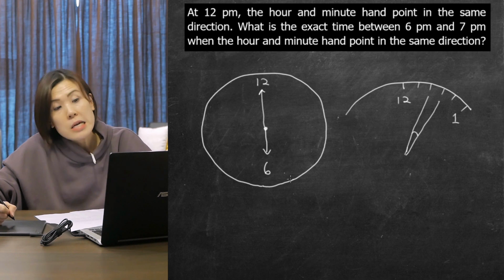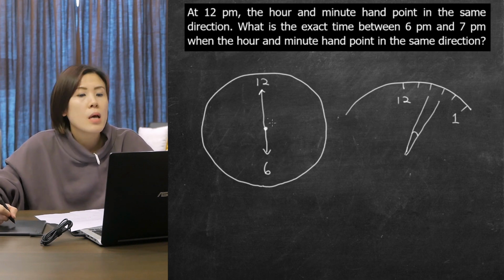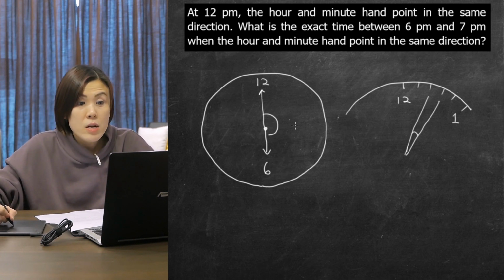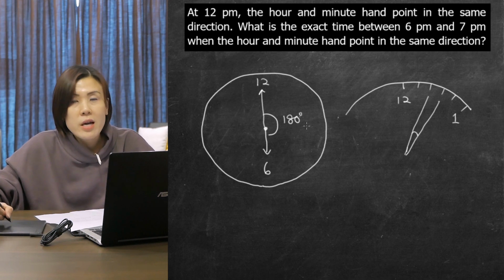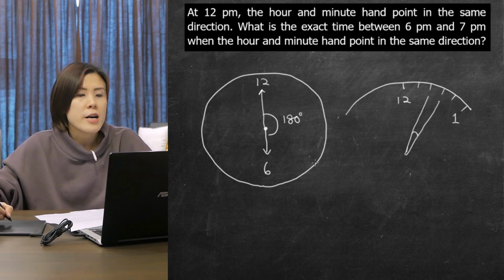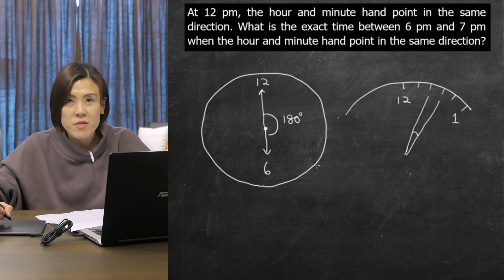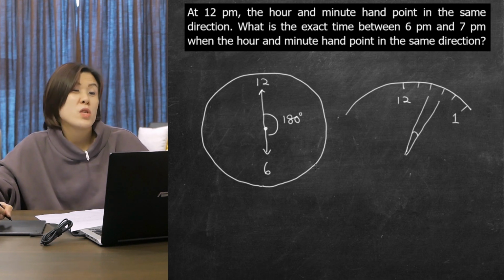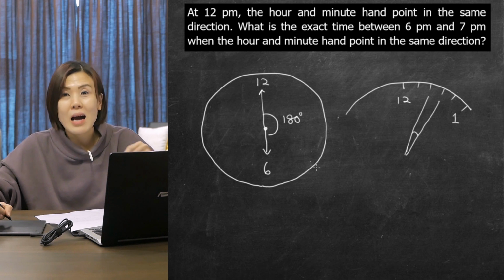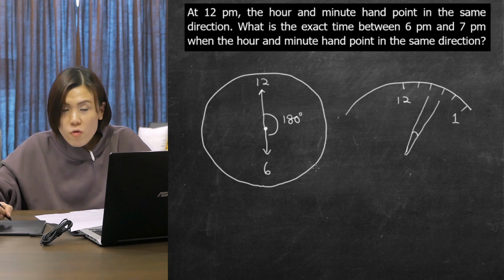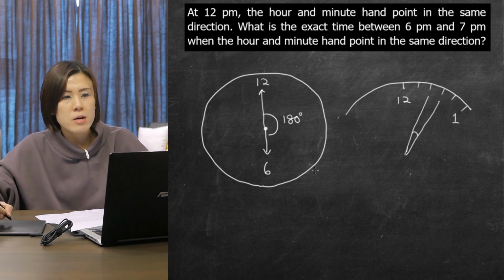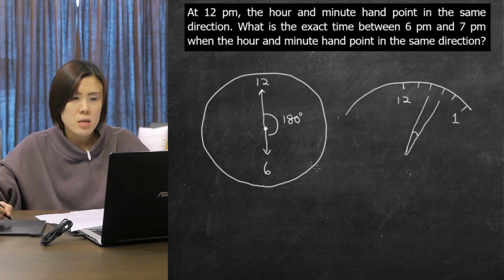And we can see that the difference of angle between the hands is 180 degrees. We can understand this situation as the minute hand being left behind by 180 degrees, so it needs to move faster to catch up with the hour hand, which is also moving but very slowly. So in this case, we will need to find the speed of each of the minute hand and hour hand.